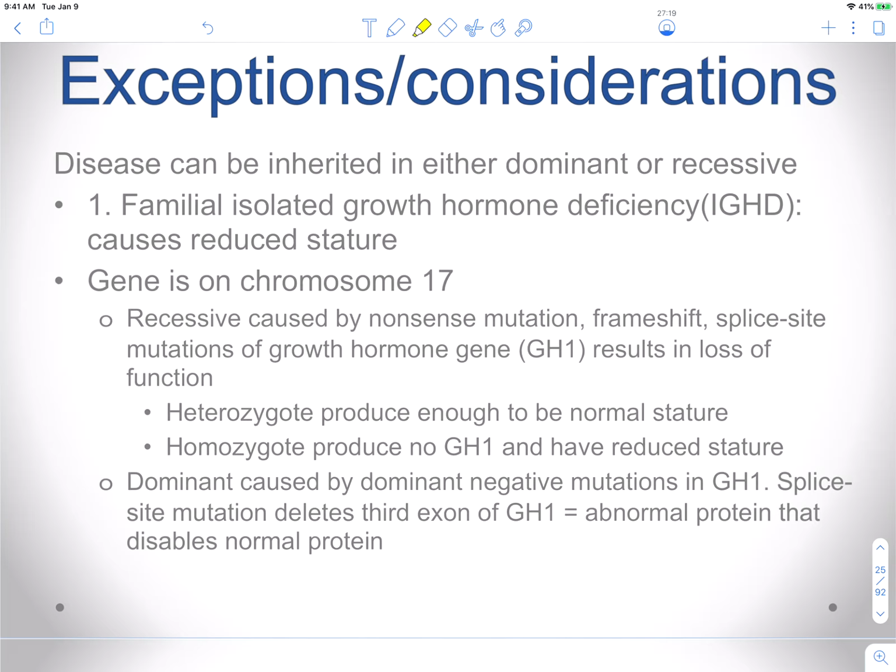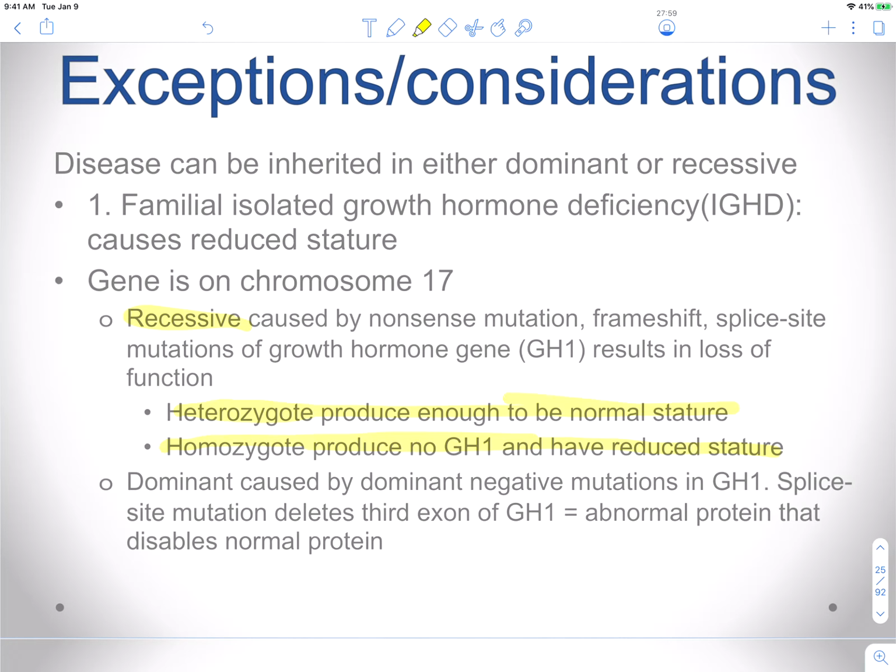Now, there are also some diseases that are inherited in either a dominant or recessive fashion, and it just depends on the mutation. Familial isolated growth hormone deficiency, IGHD, causes reduced stature. The gene is on chromosome 17. You can have a recessive transmission pattern, and this is going to be a frameshift, nonsense, or splice site mutation, which is going to result in a loss of function of that gene. So the heterozygote produces enough to be normal stature, and a homozygote doesn't produce any and has reduced stature.